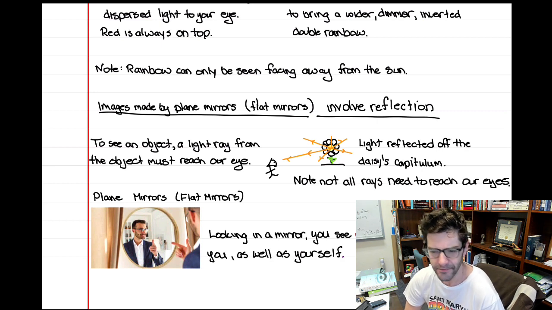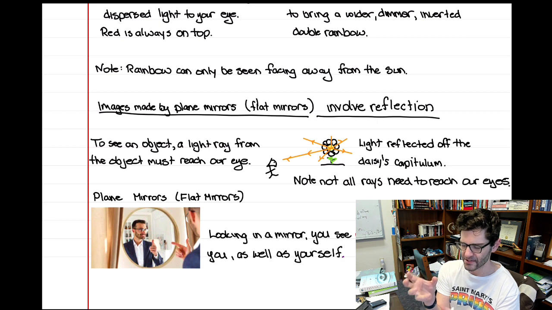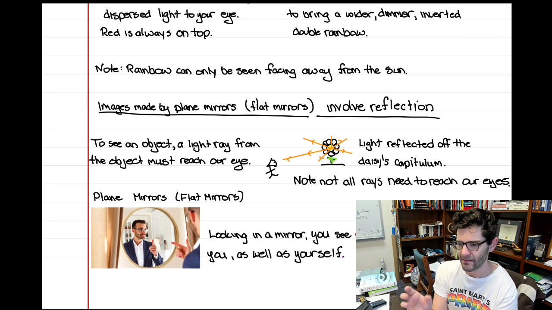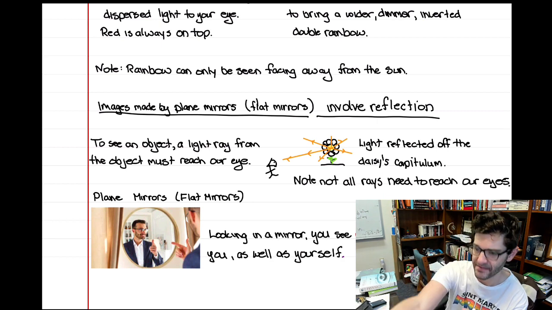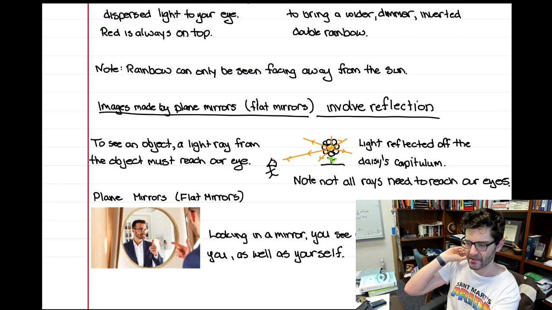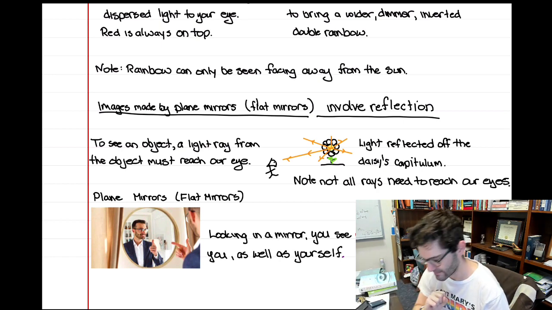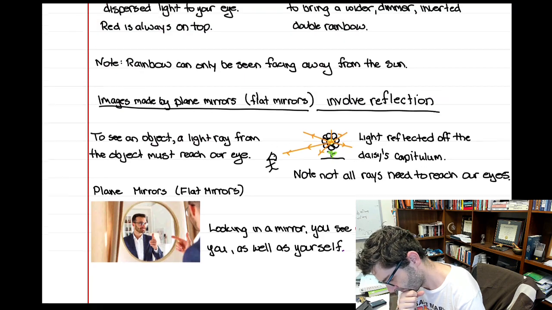So how do you see yourself in the mirror, and why does the image that's created, which we know is reflection, look like it's behind the mirror? And then if there's something behind you in the mirror, it also looks like that object is farther away, and you'd have to reach farther into the mirror to get it. What's going on?